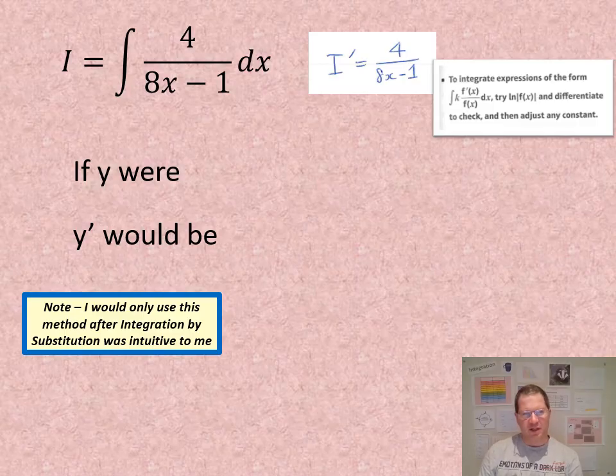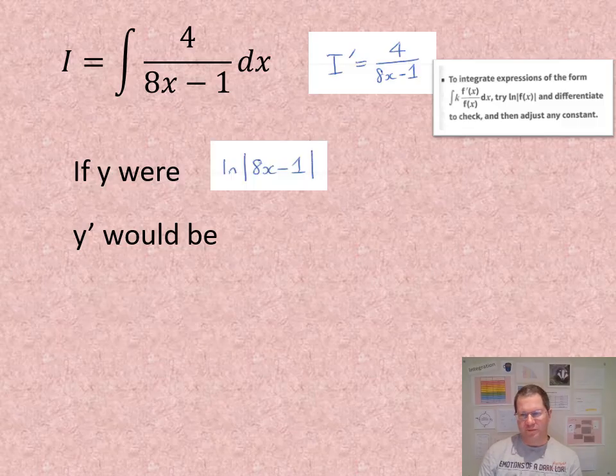Okay, this time we need to integrate 4 over 8x minus 1. So that means that I dash is 4 over 8x minus 1. And that is of the form f dash x over f of x times k, because the differential of 8x minus 1 is 8 again. So this time we're going to try a logarithm. So given that f of x is 8x minus 1, we're going to try log of 8x minus 1.